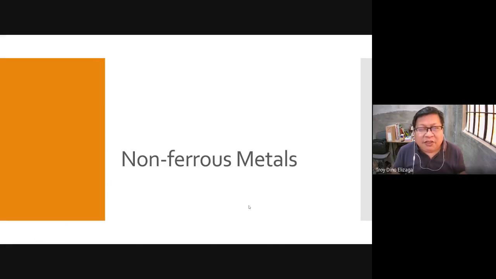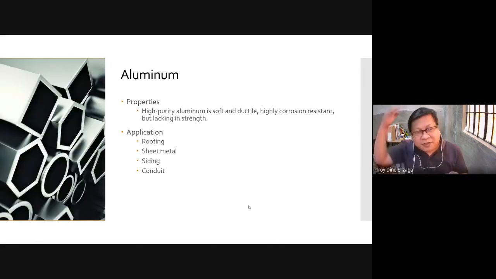For non-ferrous metals, the most common, of course, is aluminum. It's high purity aluminum. It's soft and ductile, highly corrosion resistant, although it's lacking in strength. Okay, so it can be a bit brittle sometimes or malleable. So it can be used for roofing, sheet metals, sidings, and conduit.